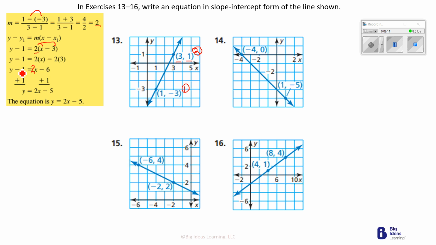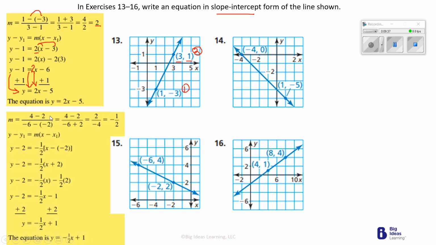All right, and then they would turn it to slope-intercept form, right? We're writing the equation in slope-intercept form, excuse me. And then the opposite of negative 1 is positive 1. They add 1 to both sides. Negative 6 plus 1 is negative 5. So now we have y is equal to 2x minus 5. All right, I'm going to do number 15 now.